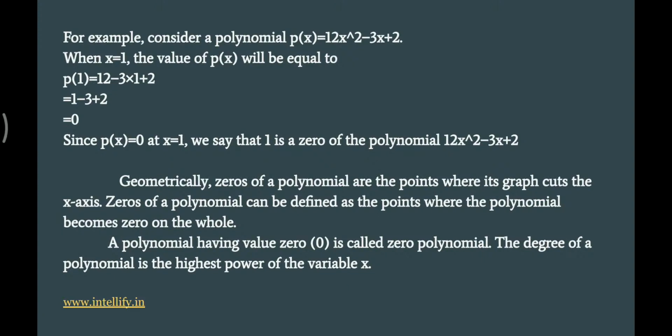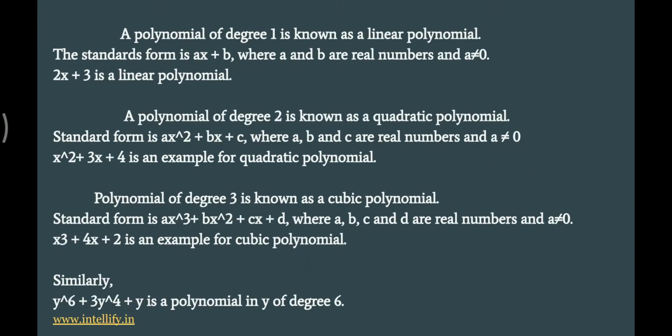The degree of a polynomial is the highest power of the variable x. A polynomial of degree 1 is known as a linear polynomial. If the polynomial is of degree 2, we say quadratic, and if the polynomial is of degree 3, we say cubic. Firstly, we come to the linear polynomial.